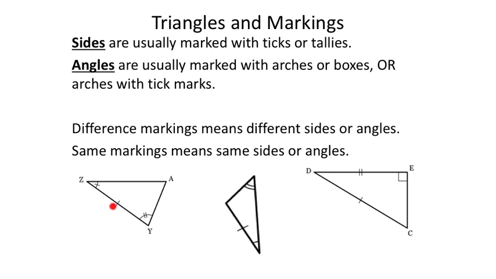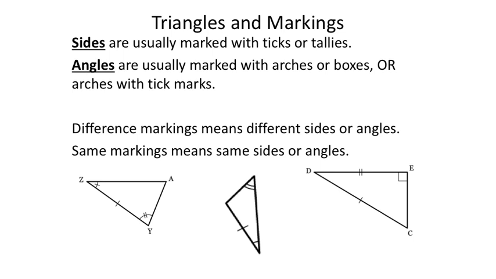Now this has one mark. Over here, this side has one mark. And over here, this side has one mark. If they have the same markings on either a side or an angle, then you know that you're looking at the same length of side or the same measure of angle. Or for example, let's say it can happen within the shape as well.